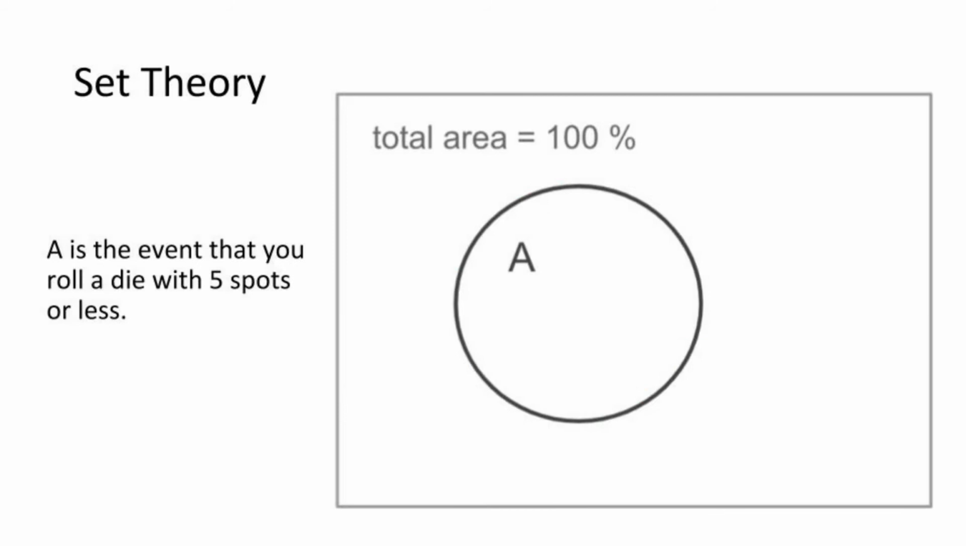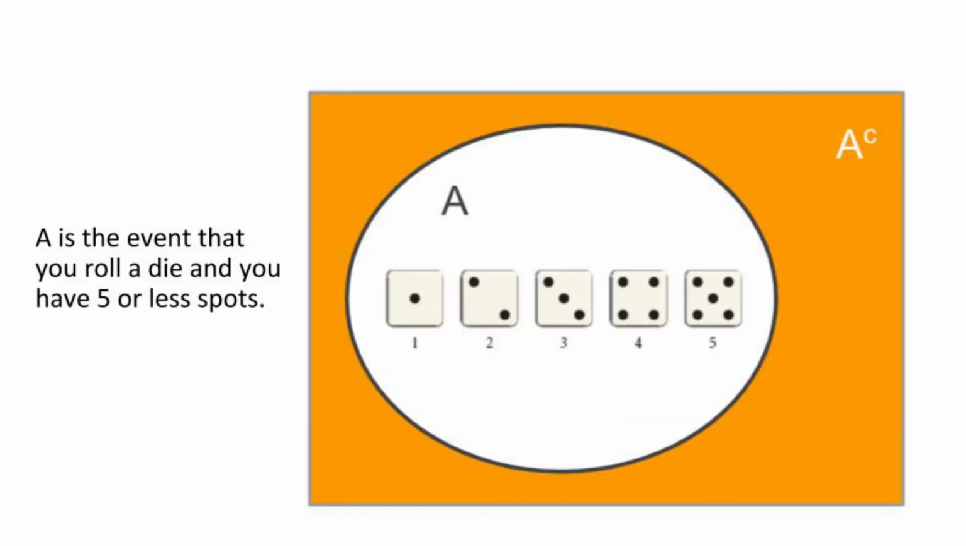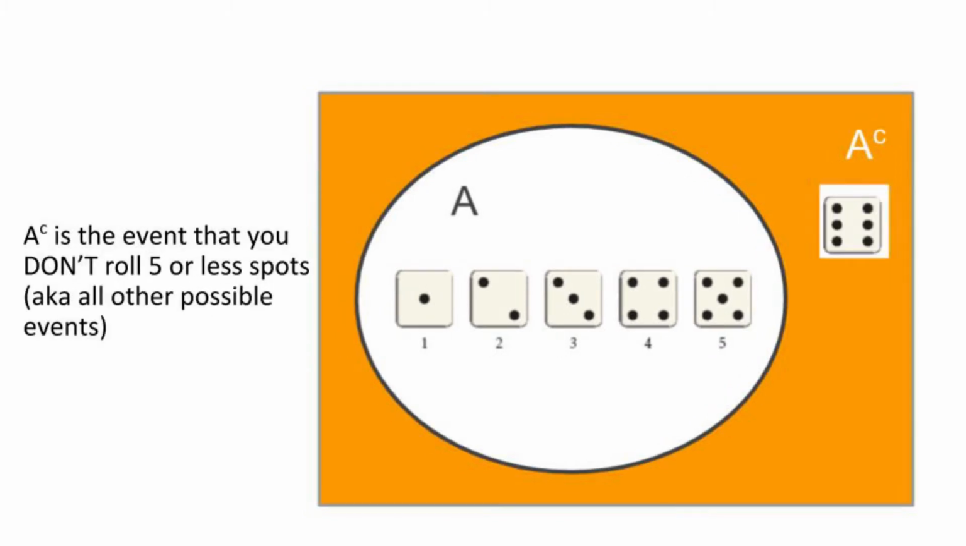As an example, let's say that A is the event that you roll a die with 5 spots or less. That means A complement, anything outside of A, is the event that you don't roll 5 spots or less, aka all other possible events within the realm of possibility. So that means the possible outcomes of the event A, rolling 5 or less, is rolling a 1, 2, 3, 4, or 5, which leaves the only other possible outcome to be an A complement, which is rolling a 6.